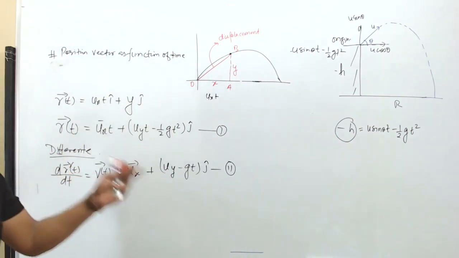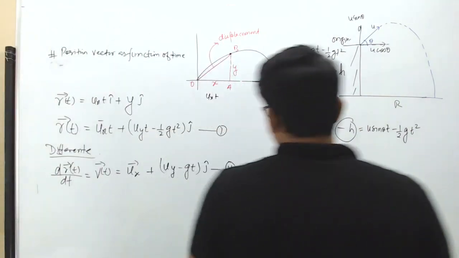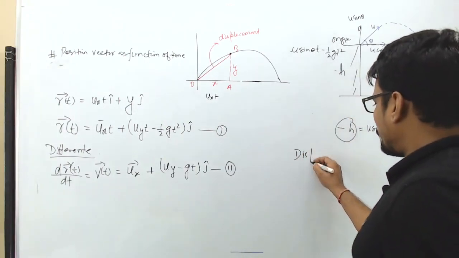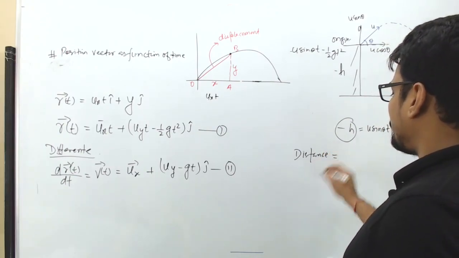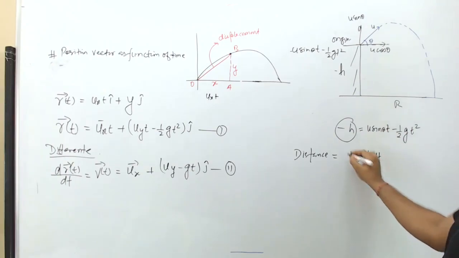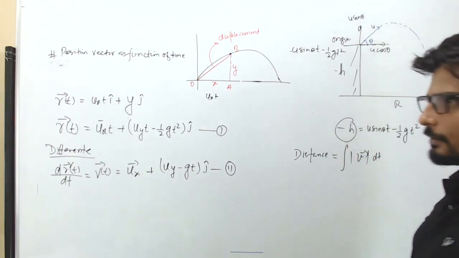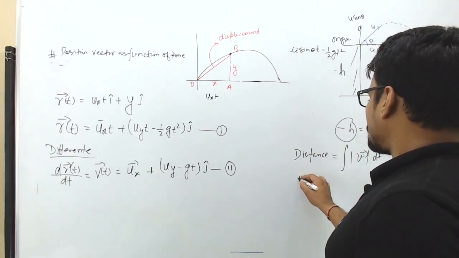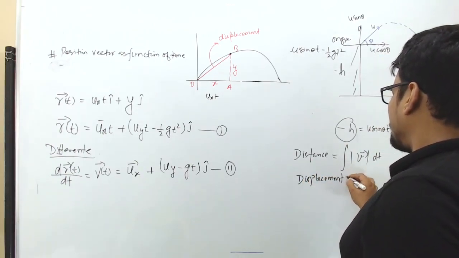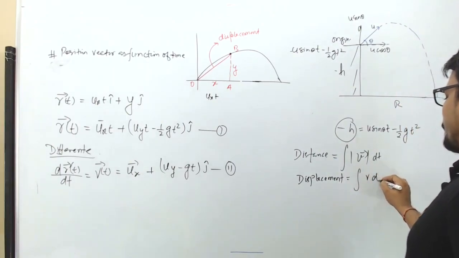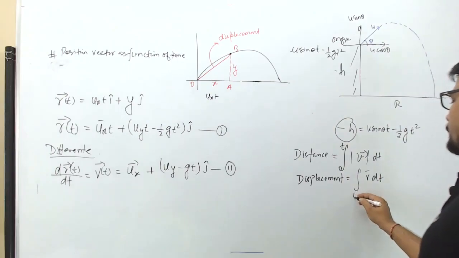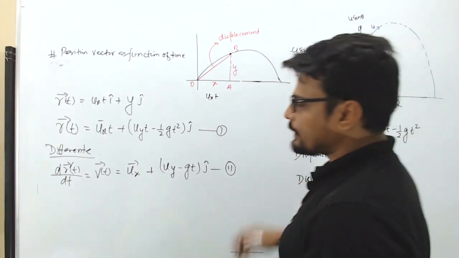Now if I want to find a displacement or a distance, that's not a big deal. So you can write that distance is going to be the velocity vector magnitude dt. Take the integration. We have discussed this already in the kinematics. And your displacement should be just the integral of v dt, and you can put the limit 0 to any point of time t. So these are the ways in which we can find them.